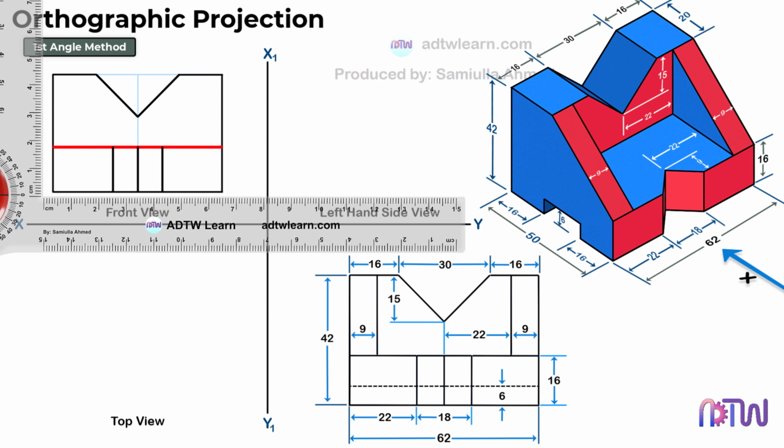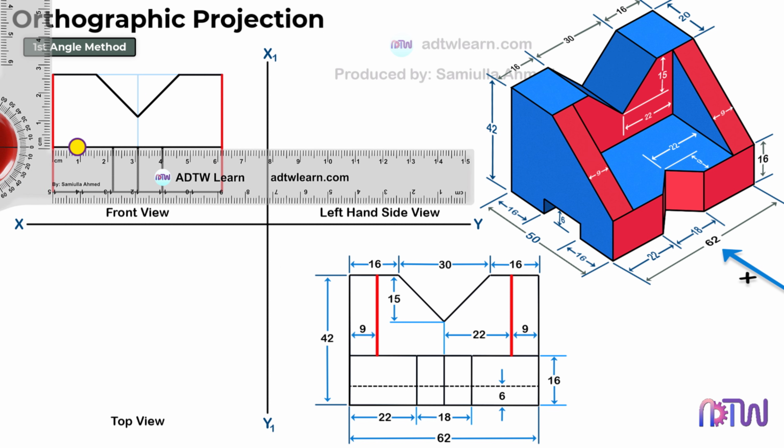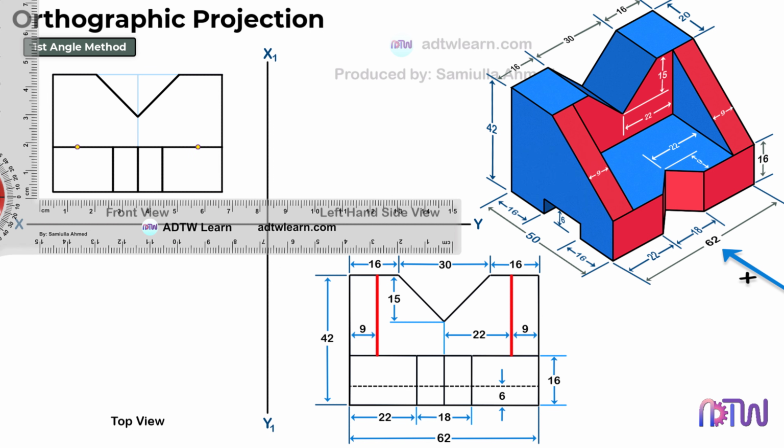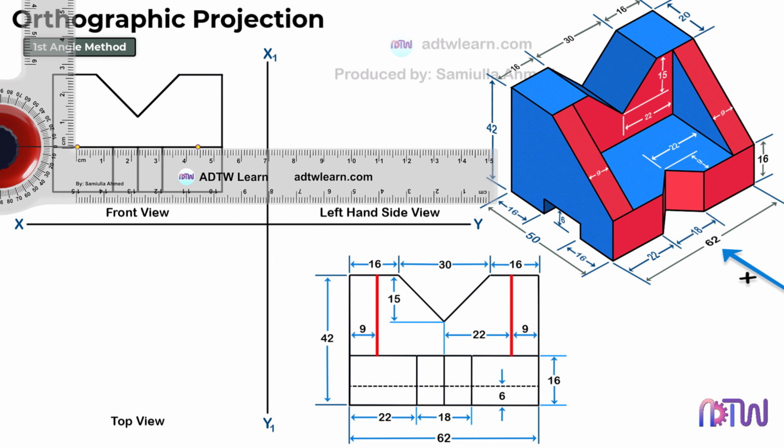After this, we need to draw these 2 vertical lines which represent these inclined walls. We can see the thickness of these walls as 9 mm, therefore, mark points 9 mm away from these vertical lines, and draw lines from these points as shown.